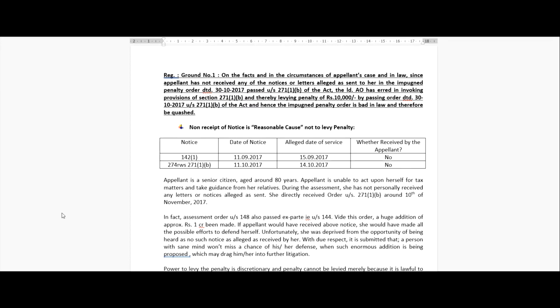In fact, the assessment order under section 144 was also passed ex parte. A huge addition of approximately 1 crore has been made. If the appellant would have received the above notice, she would have made all possible efforts to defend herself. Unfortunately, she was deprived of the opportunity of being heard, as no such notice as alleged was received by her. With due respect, it is submitted that a person with a sane mind won't miss a chance of his or her defense when such an enormous addition is being proposed, which may drag him or her into further litigation.